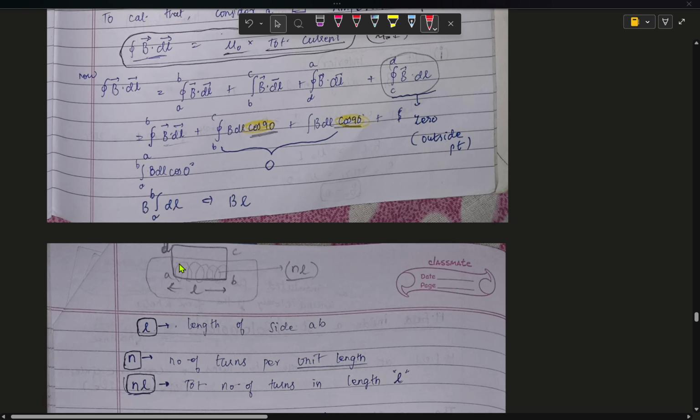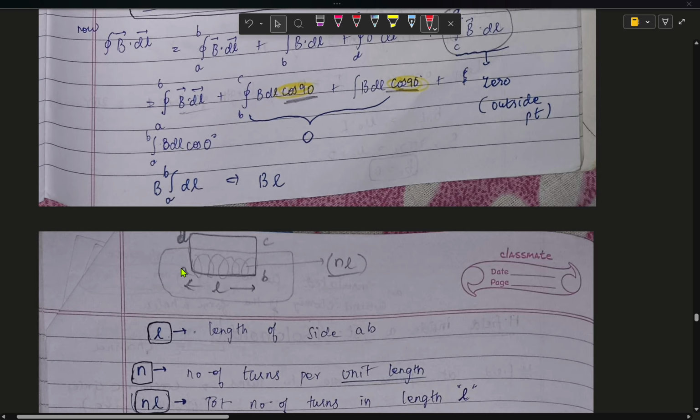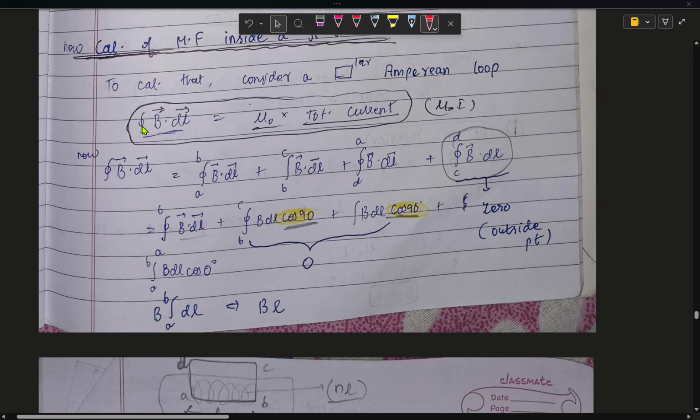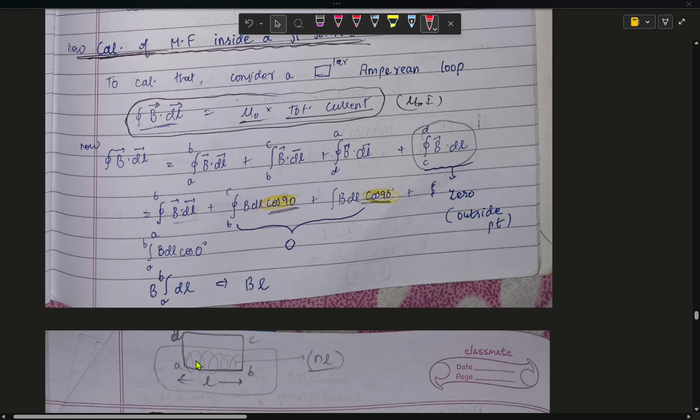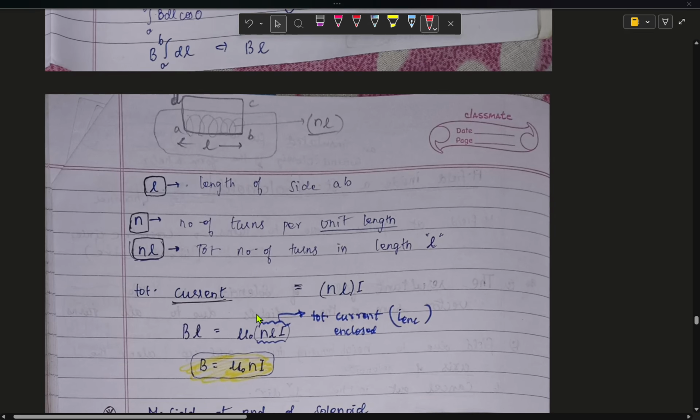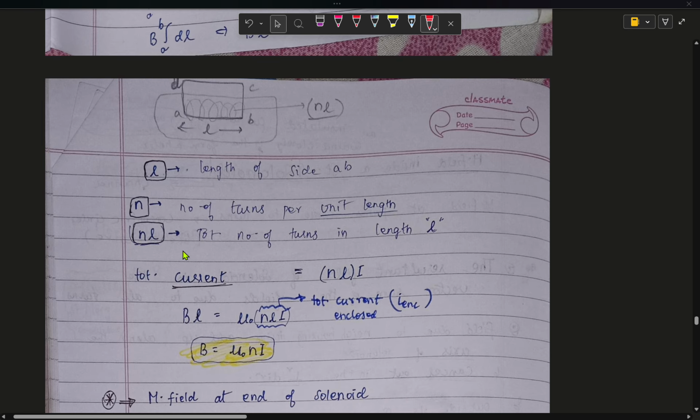See, this is the solenoid we are having. I hope it's visible. Now we are going to calculate the magnetic field inside a straight solenoid. Inside the solenoid, what could be the value of the magnetic field? This is the formula: B = mu naught times n i. Here n is nothing but the number of turns per unit length.